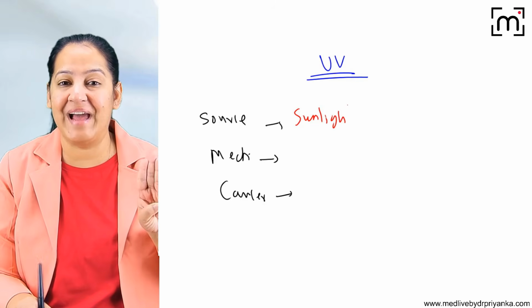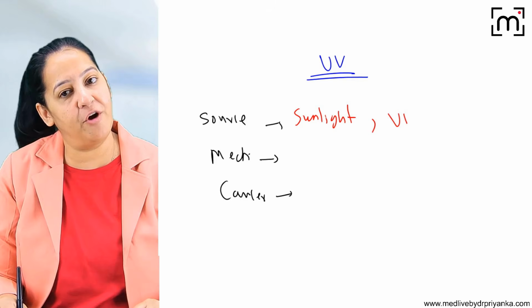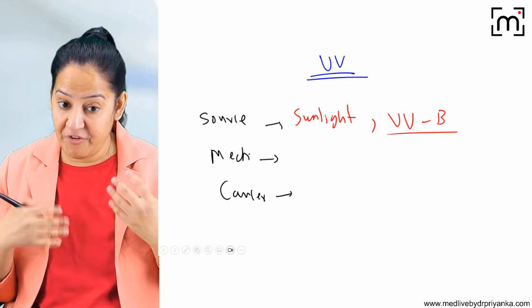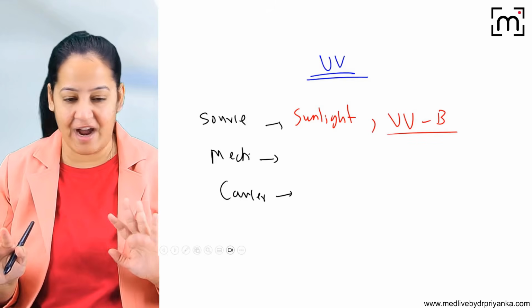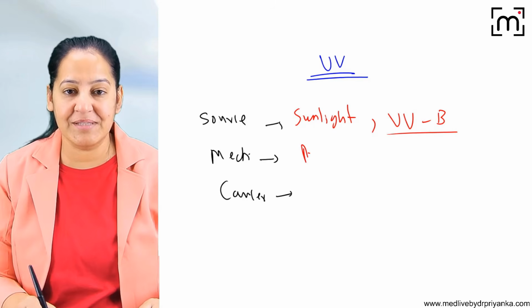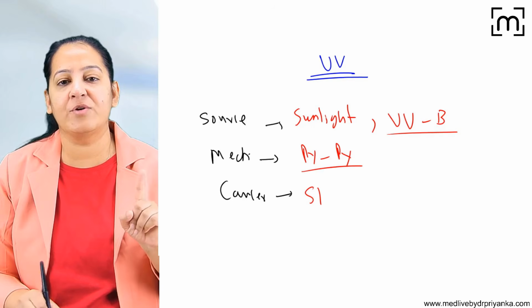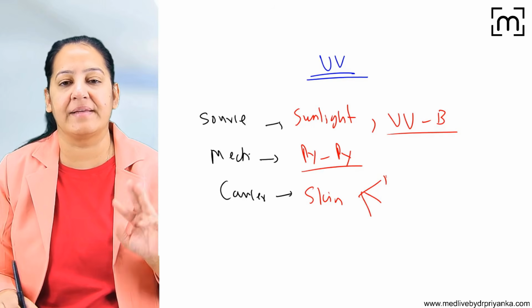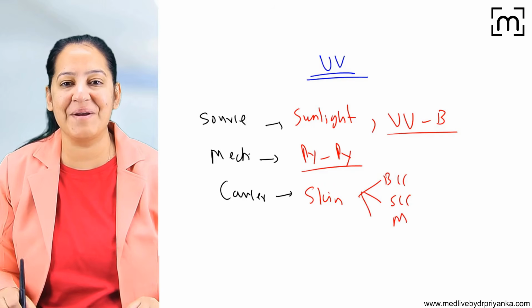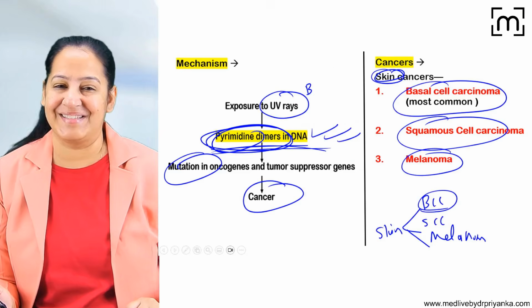In the sunlight, three UV lights are present, UV A, B, C. But B for bad, you will never forget now. B for bad, that is carcinogenic. A and C are not carcinogenic. Mechanism: it causes pyrimidine dimer formation that leads to mutation. And in the cancer, it causes only skin cancer, the three types of skin cancer: basal cell carcinoma, squamous cell carcinoma, and melanoma. That's it. So that is the UV light.